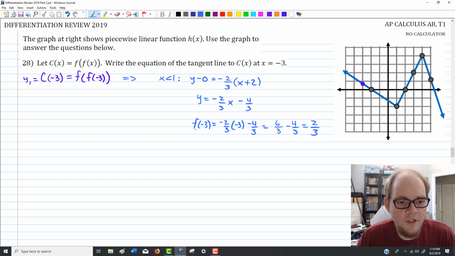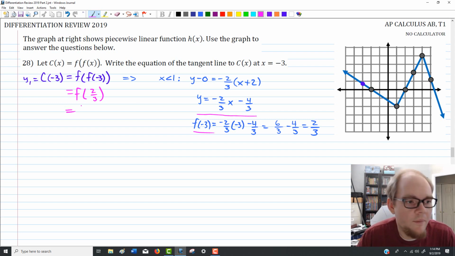So what we just found was just f of -3. So we found the inside of this thing. We now know that c of -3 is going to be equal to f of 2/3. Unfortunately, that means that we need to go figure out what the equation is at 2/3. But at least there's something nice happening here. 2/3 falls on the exact same line that we were just on, so we don't need to get a new line equation. We can calculate that using the same piece that we found before.